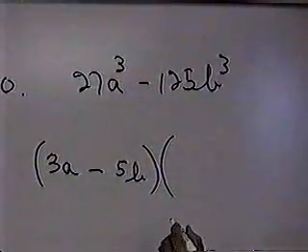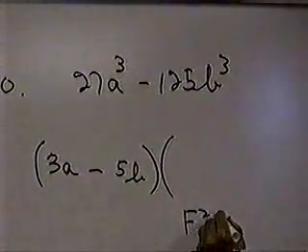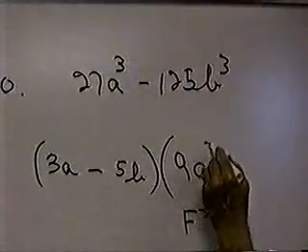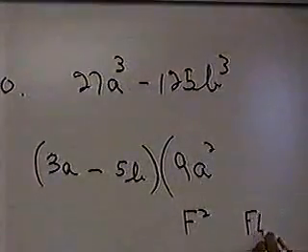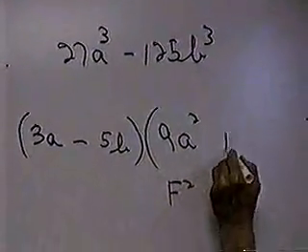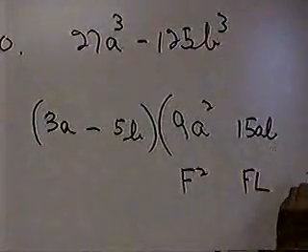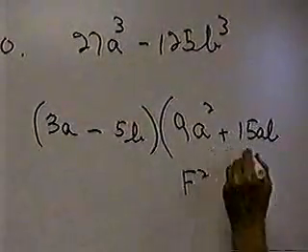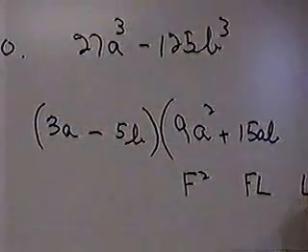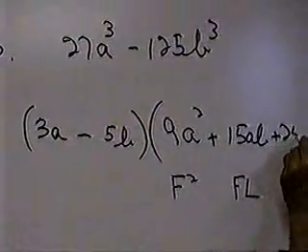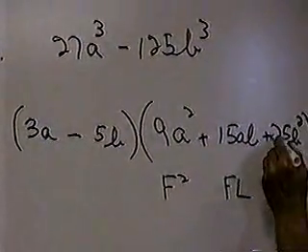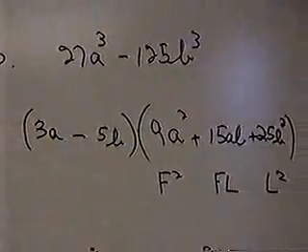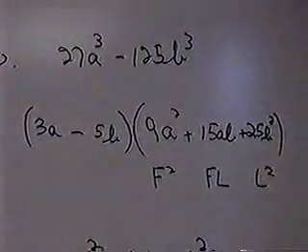All right, what's the rule? It's the first one squared, so that's 9a squared. It's the first times the last, so that's 15a times b. Opposite sign, and it's the last squared. So it's 25b squared. Okay, just memorize it.